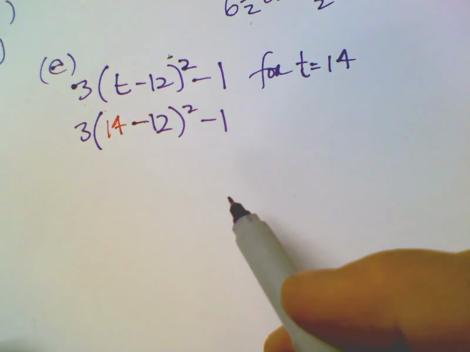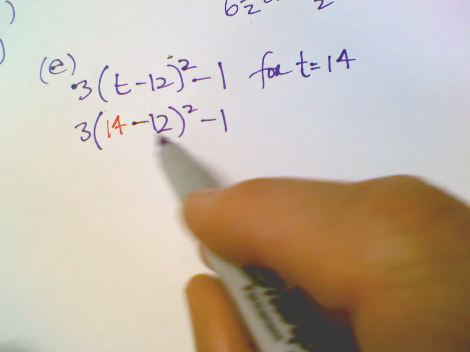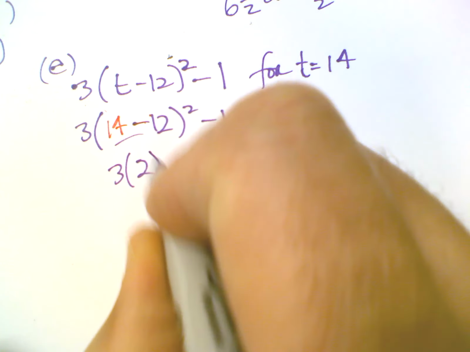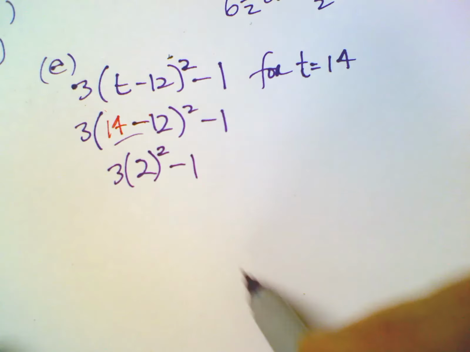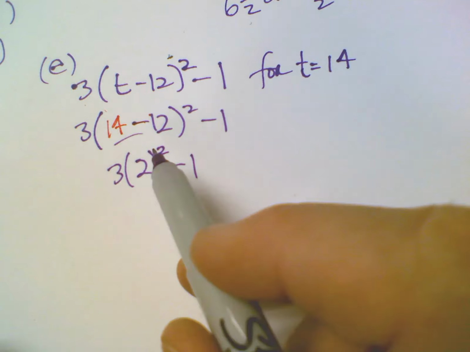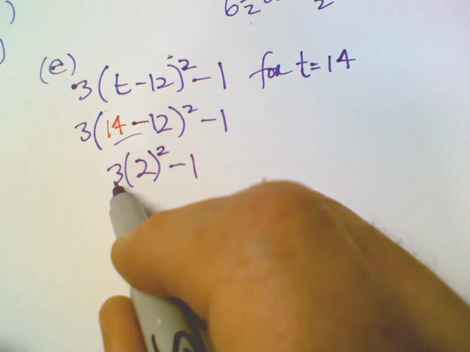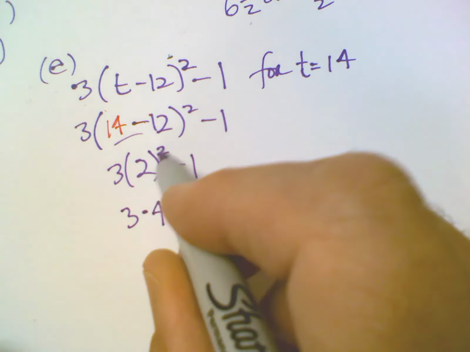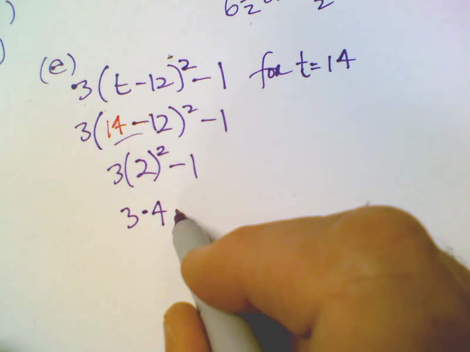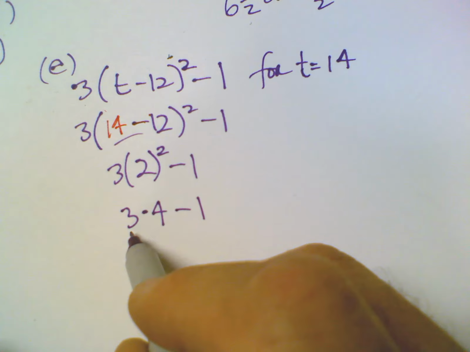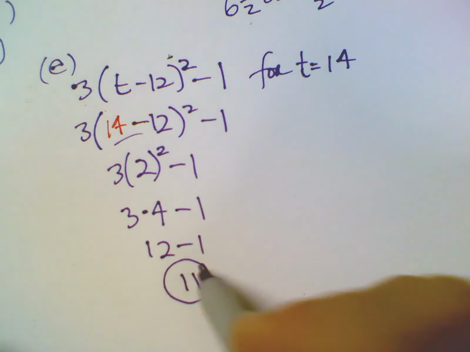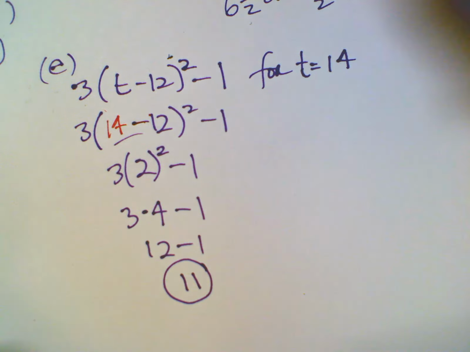So working your order of operations, start with inside the parentheses. 14 minus 12 is 2. So now I have 3 times 2 squared minus 1. The next part of order of operations would be the exponents. So we're going to go 3 times 4, because it's 2 squared, 2 times 2, minus 1. And then 3 times 4 is 12, minus 1. Final answer, 11. All right, there you have it.